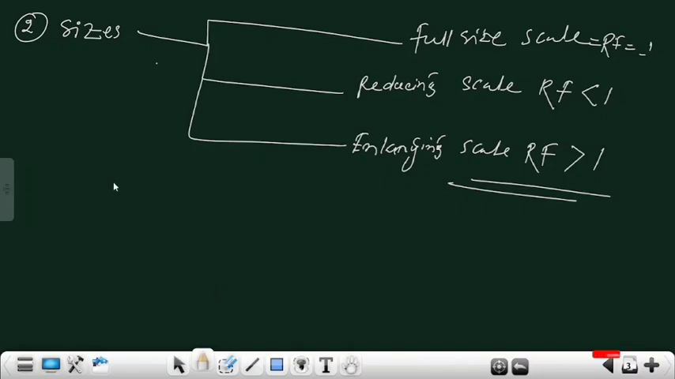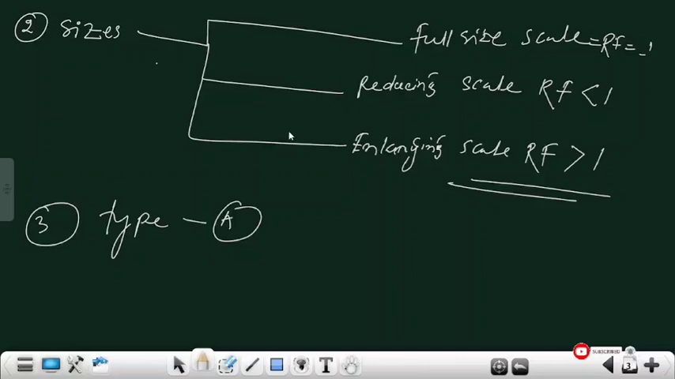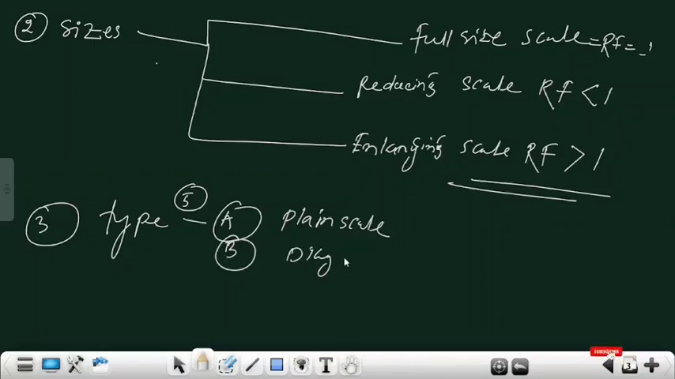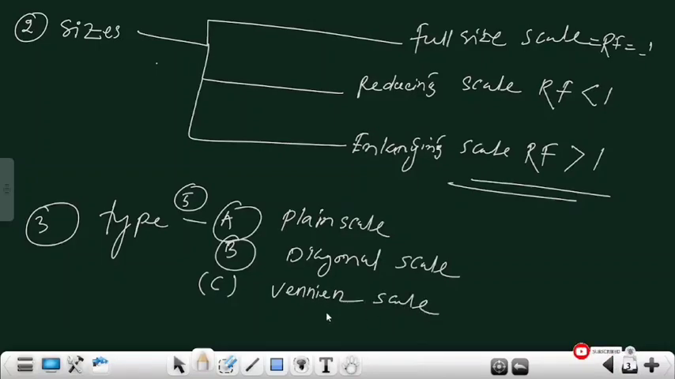Next is the types parameter. There will be 5 types. The first one is plain scale. Second will be diagonal scale, and next is vernier scale. The next type is comparative scale.